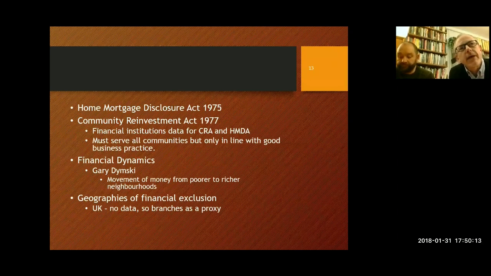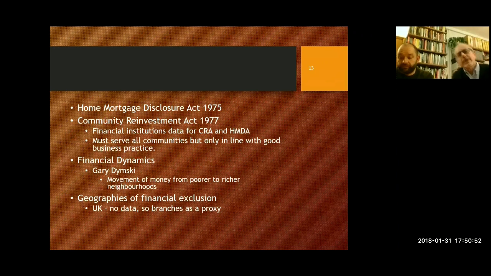And as a result of that, which was partly seen to be a problem of insufficient financial investment, there was a whole series of acts in the United States. First of all, the Home Mortgage Disclosure Act in 1975, where savings and loans had to reveal data on where they were lending, and then the Community Reinvestment Act, where financial institutions had to reveal data on, again, where they were lending and investing, which they had to show they were serving all communities, although only in line with good business practice. So they weren't supposed to do things that would lose them money, but they had to show that they were not being discriminatory on any other grounds rather than financial practice.